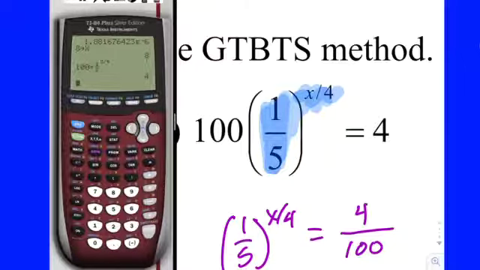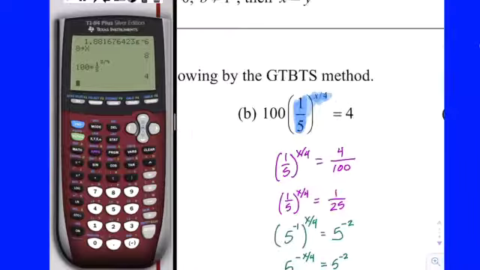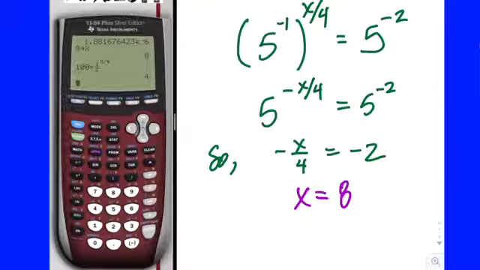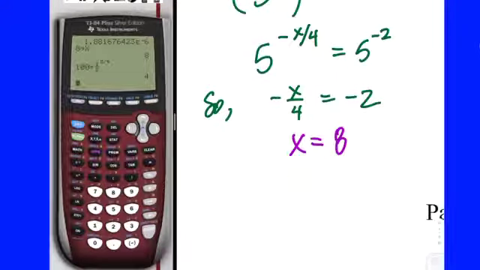We get 4. Does 4 equal 4? Yeah, it does. So again, that means we are correct. It means we are awesome. It means we are done with this problem.